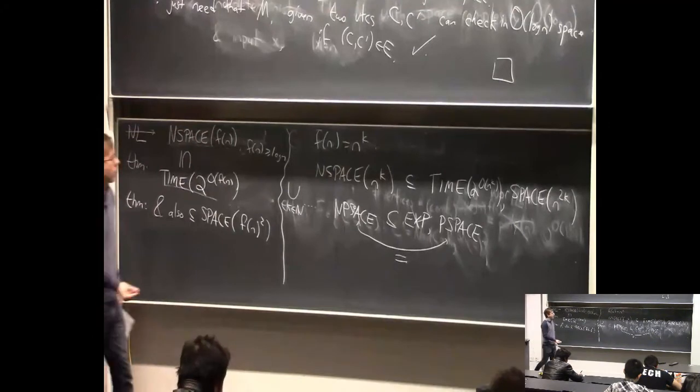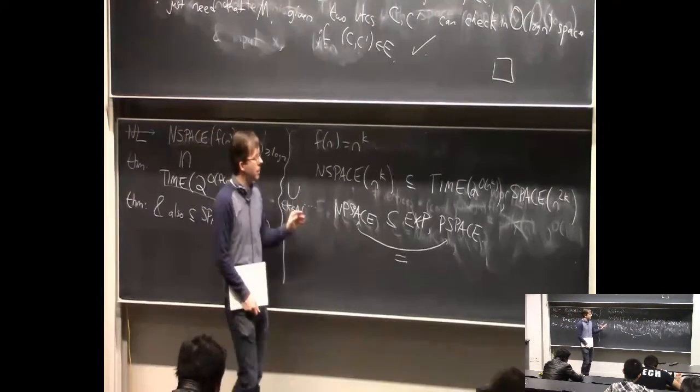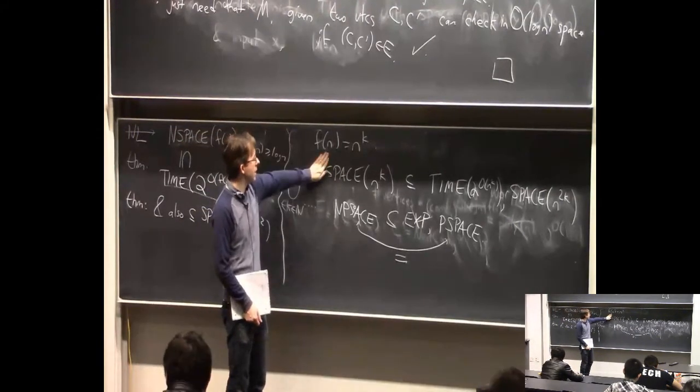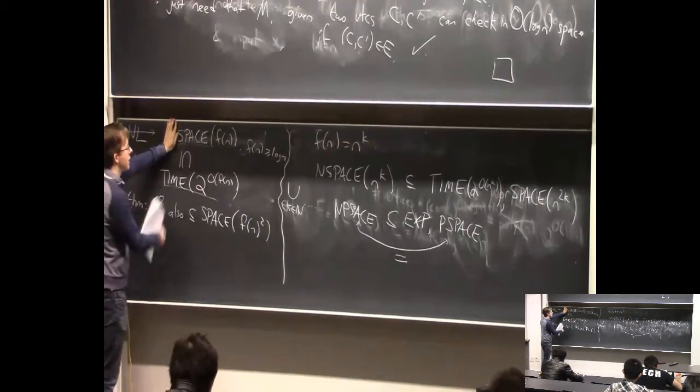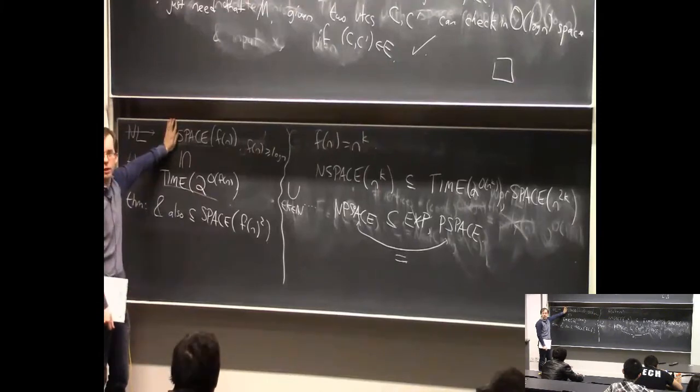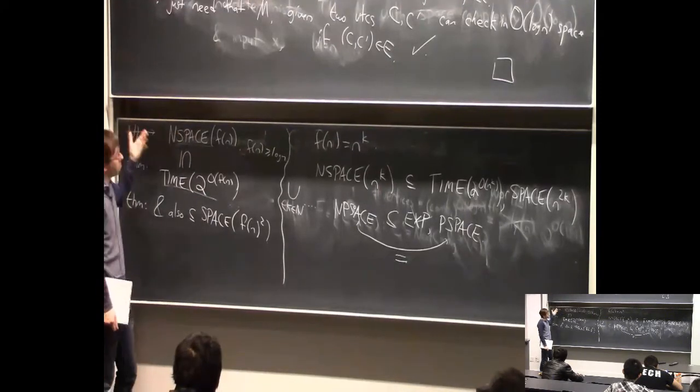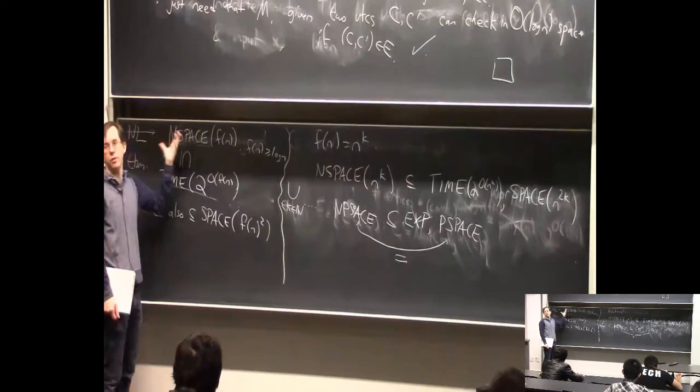Let me also comment while I have it up on the board. One of the very first things we showed about space at all was that deterministic space f(n) is contained in time exponential in f(n). That's the most basic relationship between space and time. And now we just observe that literally the exact same thing is true even for non-deterministic space.